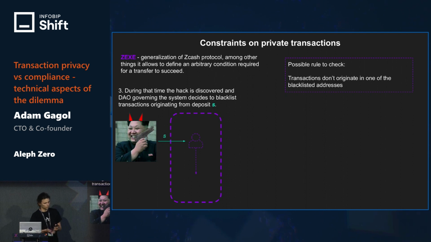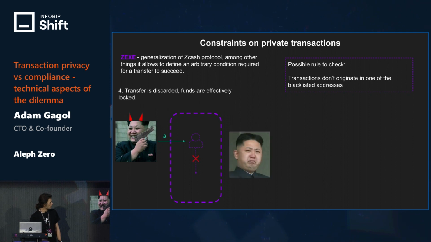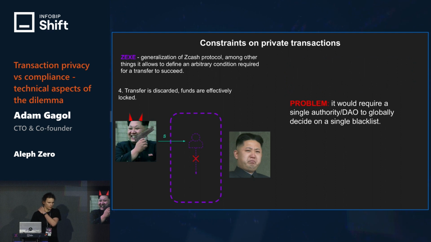So, once it's discovered, this origin is added to the blacklist. And effectively, any transfer from this account from then on is discarded, and funds are effectively locked forever, or at least until the address is removed from the blacklist. So it seems to solve the problem. It creates another problem, which is that it requires some authority or DAO or some singular group to globally decide on a single blacklist. Which is problematic for many reasons.